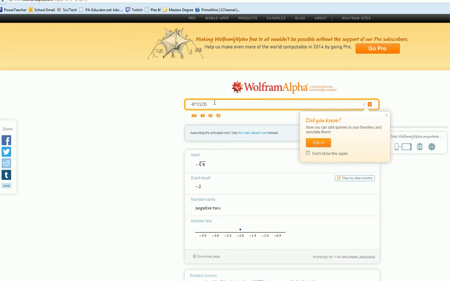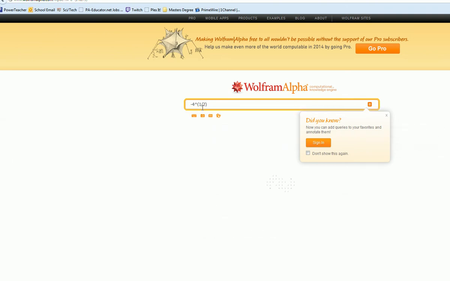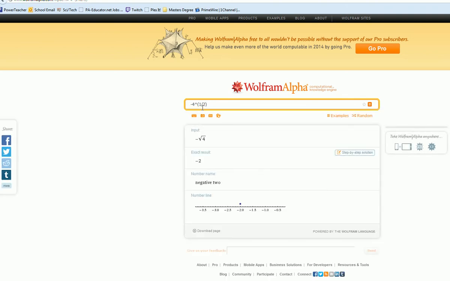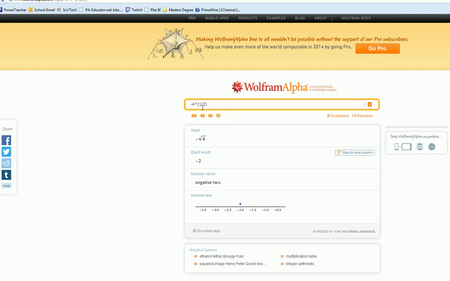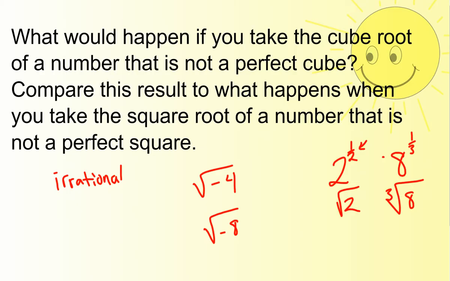But if you take the square root of a negative number, like -4, it gives us an answer of -2. That's not true. You can't take the square root of a negative number. It lies. Apparently it's not a very good website. It's not very smart. But it can't be done. You get a number that doesn't exist.